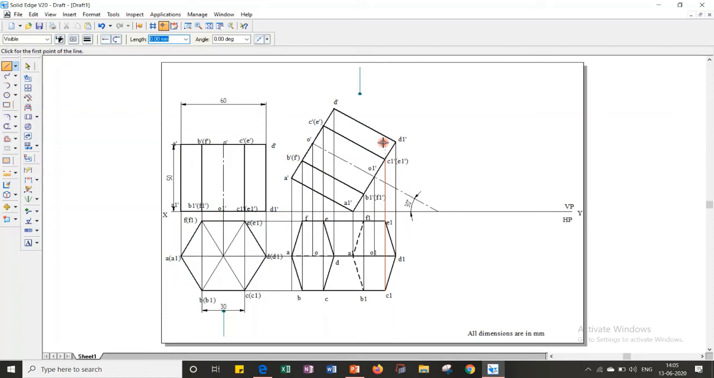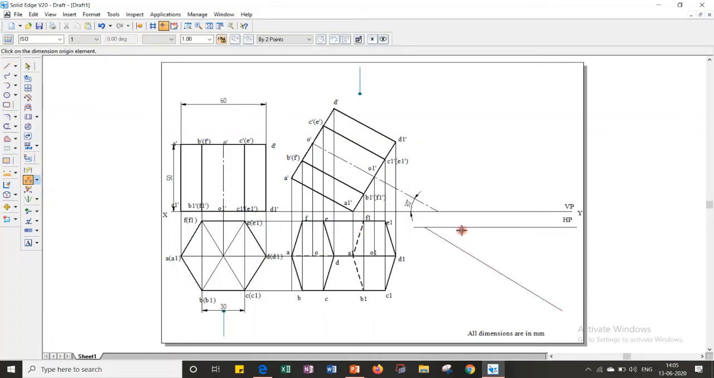In the last step, it is given that the axis is inclined to VP at 40 degrees. So first draw one line inclined at an angle of 40 degrees. We'll construct one parallel line here. From here I will project. The inclination between these two lines should be 40.